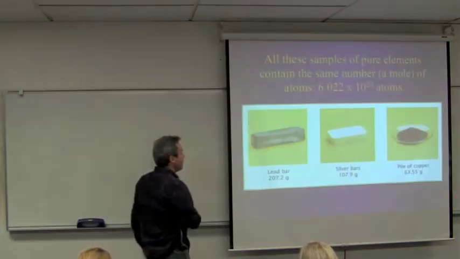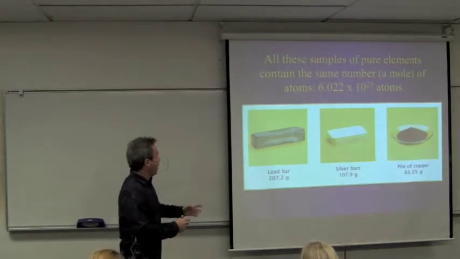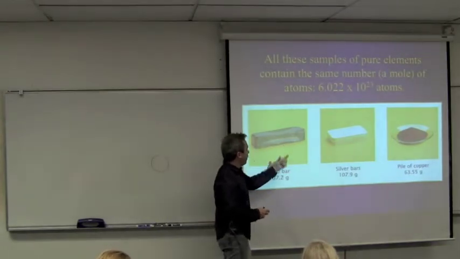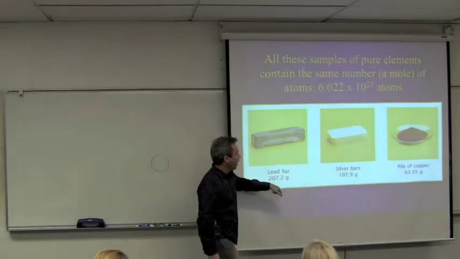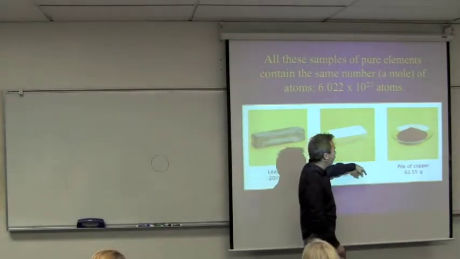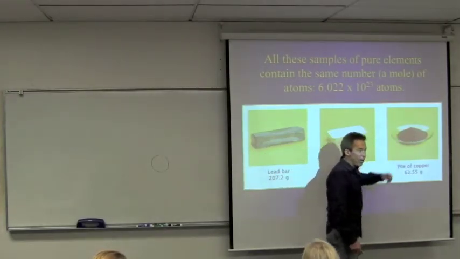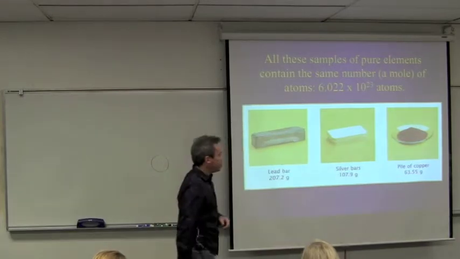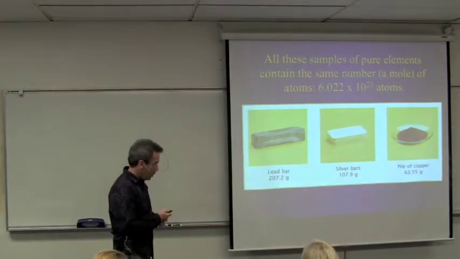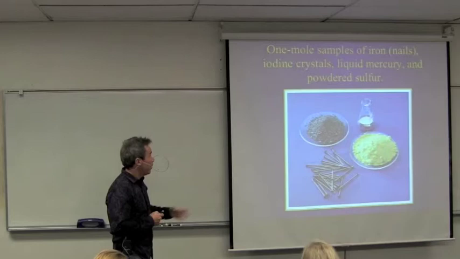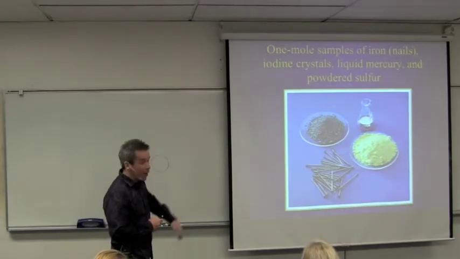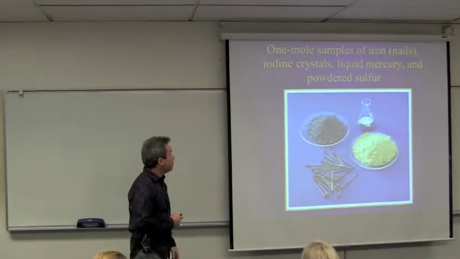That's how many it is. Here's some examples. This is about this big. This is 1 mole of lead, 1 mole of silver, 1 mole of powdered copper. Some other things. There's 1 mole. It's a mole of iron, and that is nails.